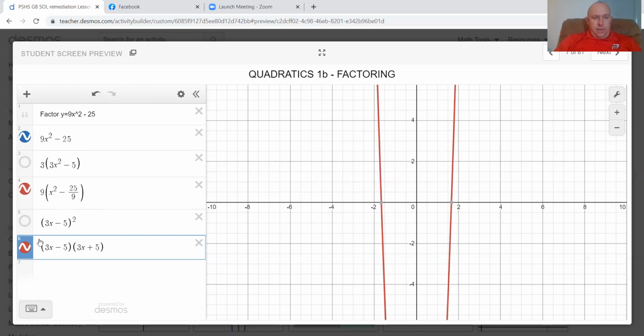Now, notice that these two actually both gave us the same answer. So we're now going to try and figure out which is the correct one. So I know for factoring, you're not allowed to have any fractions. So for that reason, I know that's not the correct answer. And therefore, I can actually select this answer here.